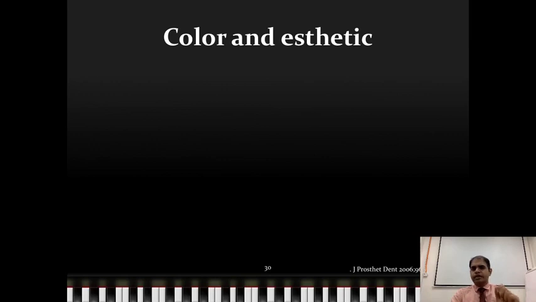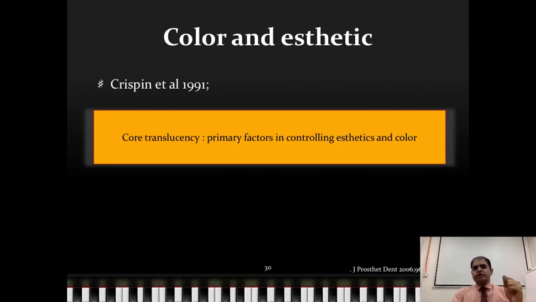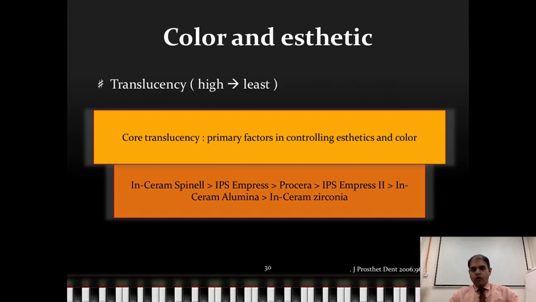The second thing is color and aesthetics. For color and aesthetics, the core translucency is actually the primary factor for the aesthetic and color outcome of any restoration. Among all the ceramic systems that I have discussed until now, from highest to least translucency: Inceram Spinel has the highest translucency, followed by IPS Impress, Procera, IPS Impress 2, Inceram Alumina, and Inceram Zirconia.